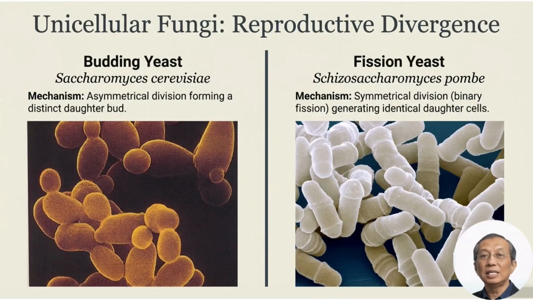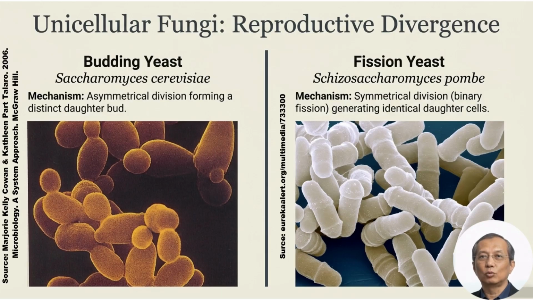Unicellular fungi, or yeasts, exhibit fascinating reproductive divergence. On one hand, we have budding yeast, exemplified by Saccharomyces cerevisiae, which undergoes asymmetrical division, forming a distinct daughter bud. On the other hand, fission yeast, such as Schizosaccharomyces pombe, demonstrates symmetrical division through binary fission, generating identical daughter cells. These distinct mechanisms highlight the evolutionary adaptations for reproduction within this group.